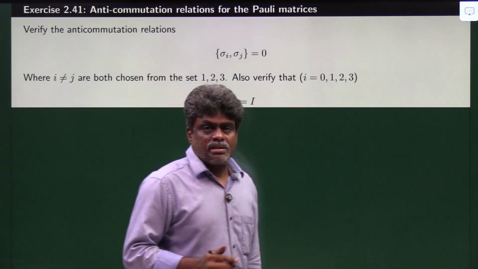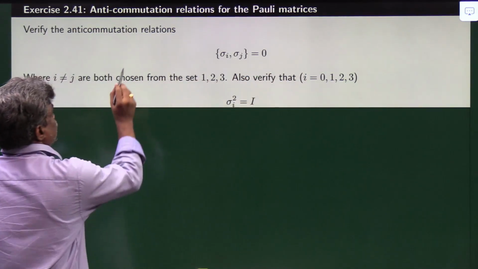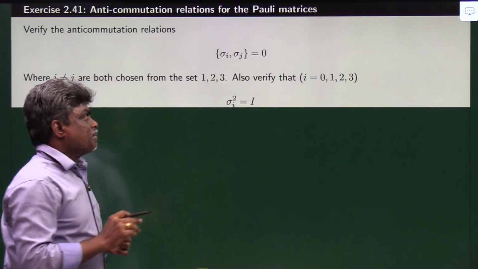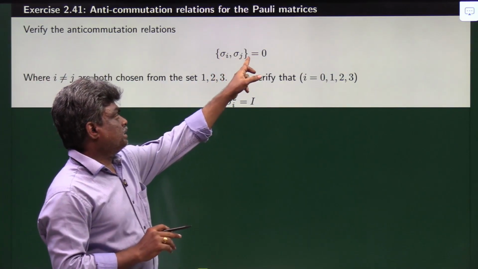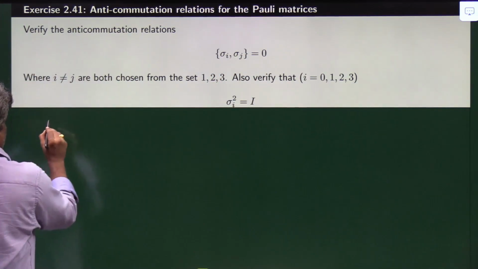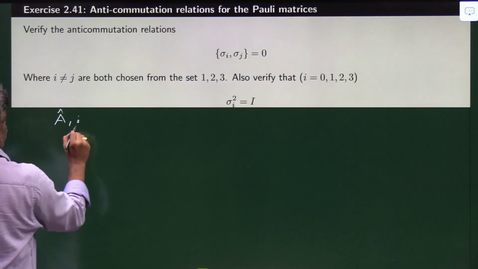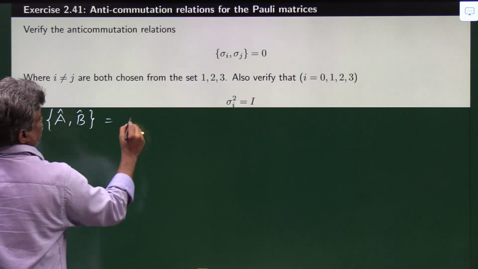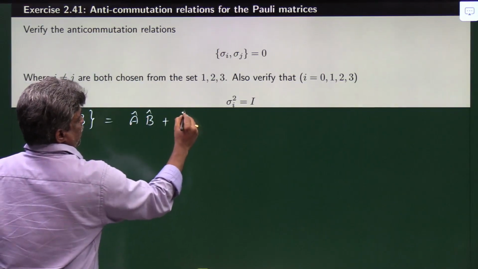Here we are discussing the solutions of quantum computation. The next question is about the anti-commutation relation of Pauli matrices. If i is not equal to j, we have to show that this anti-commutation relation equals 0. First, let me define what this anti-commutation relation is. Whenever A and B are two operators, the anti-commutator is defined as AB plus BA.